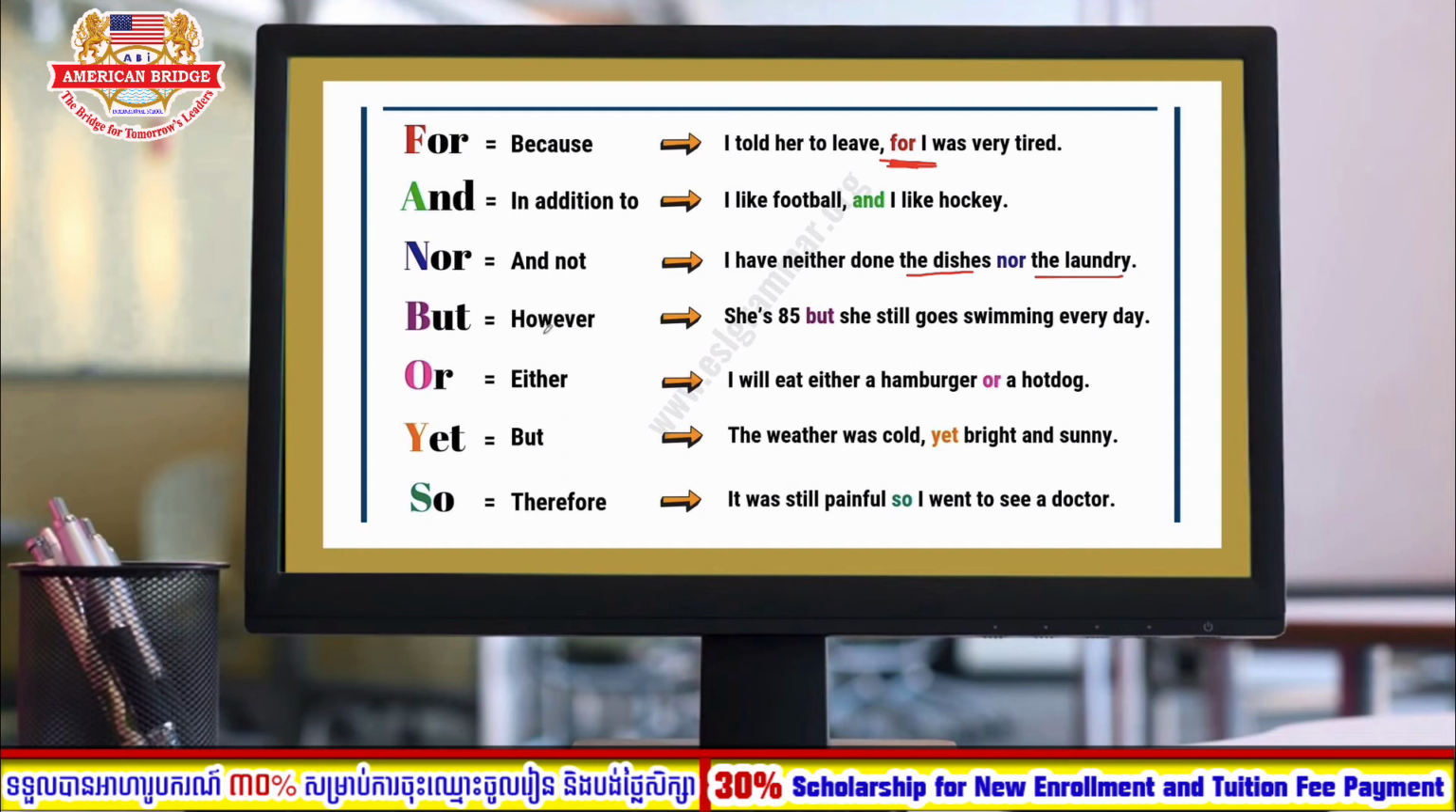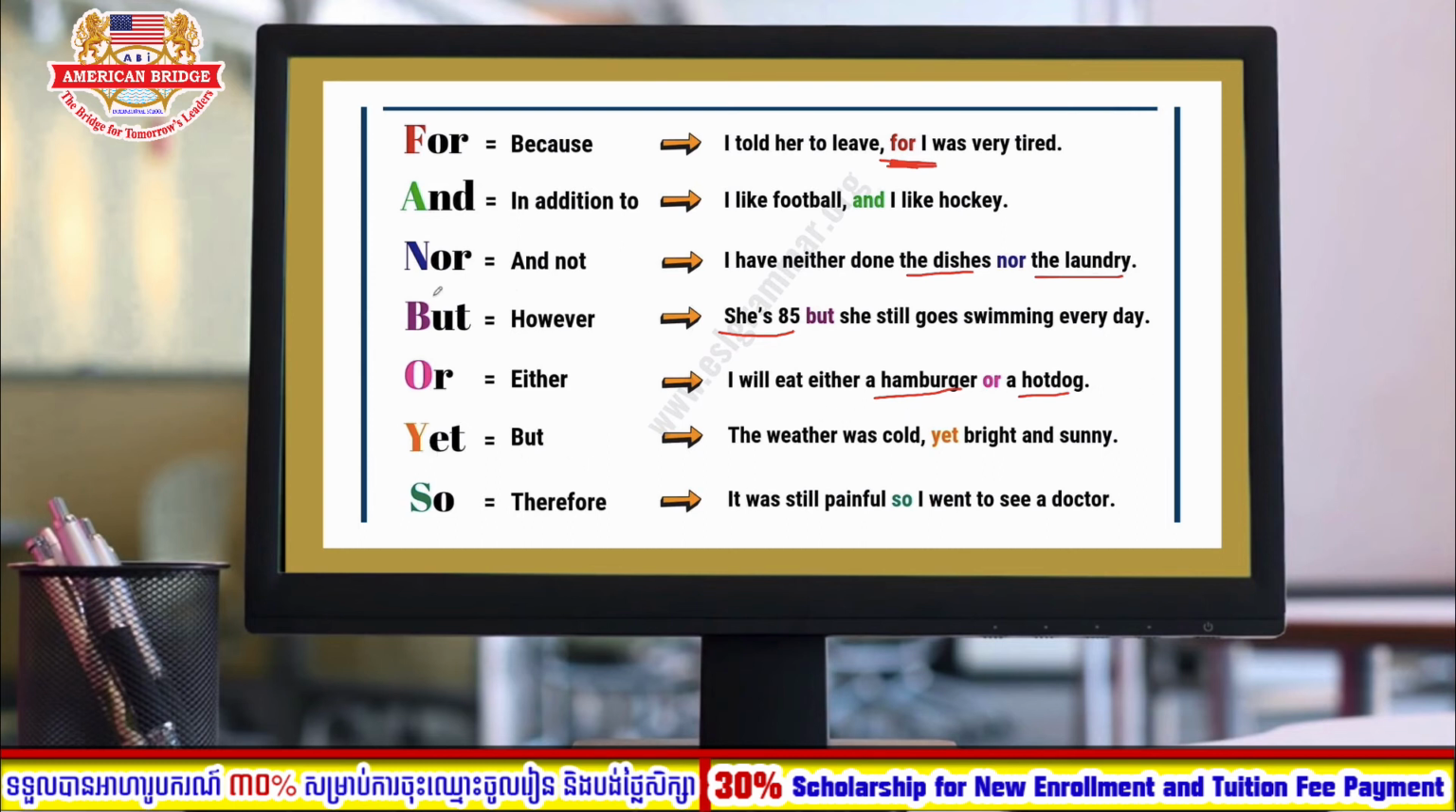But means however. She's 85, but she still goes swimming every day, which contrasts two different ideas here. She's 85, which means she is 85 years old. She is very old, but she still goes swimming every day. Or is the word which means either. I will eat either a hamburger or a hot dog. You have two choices here, a hamburger or a hot dog. You can choose which one.